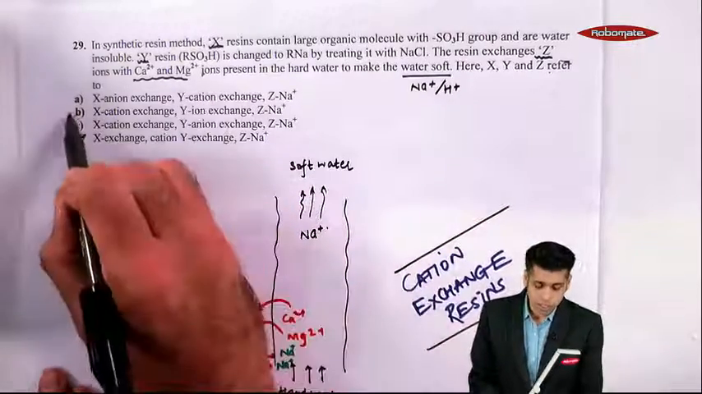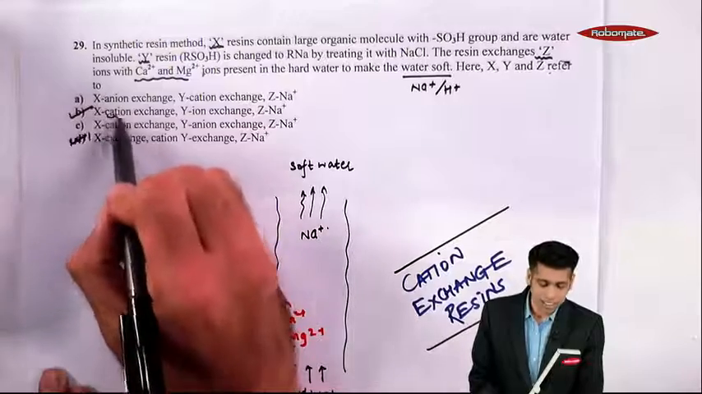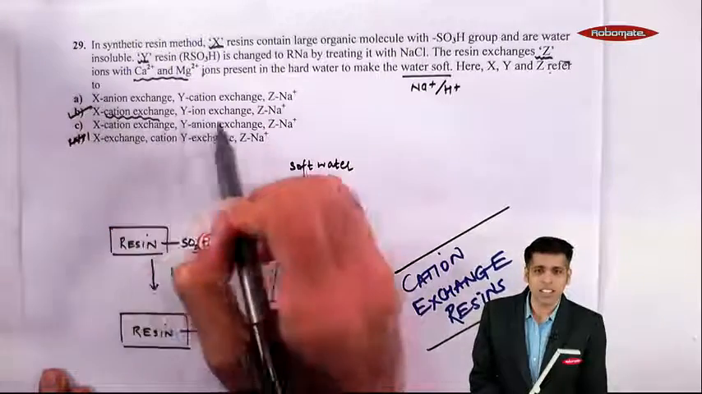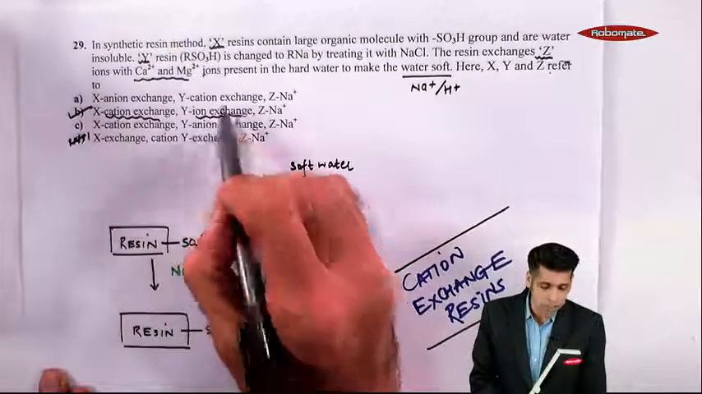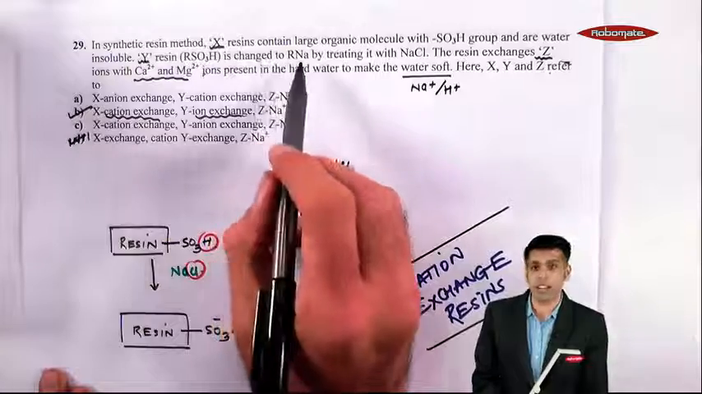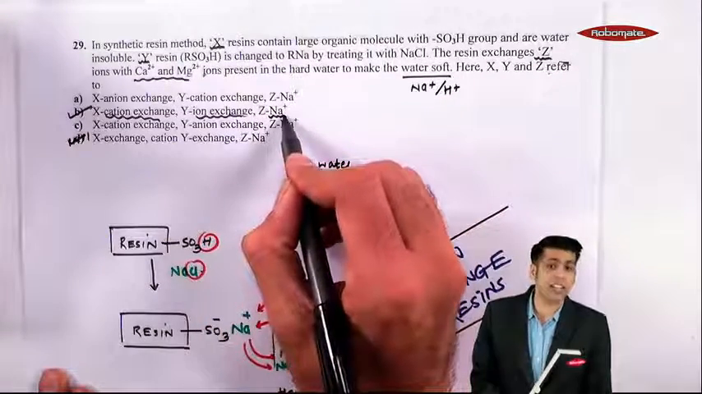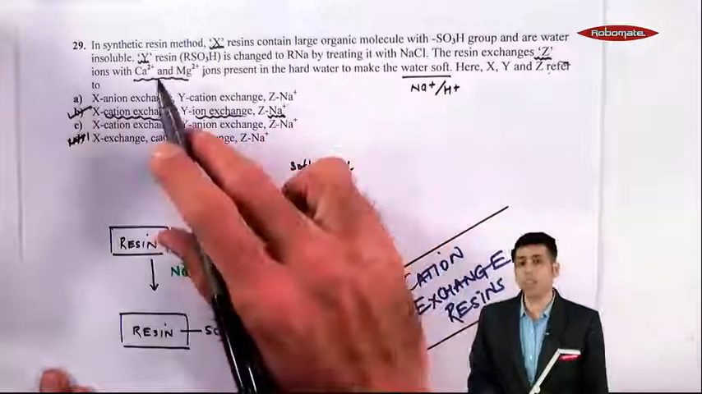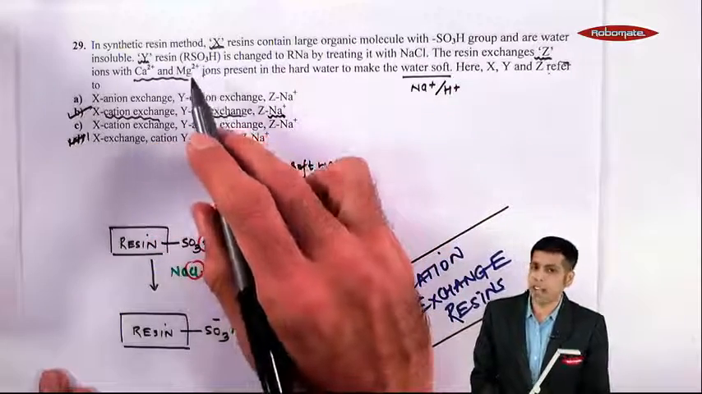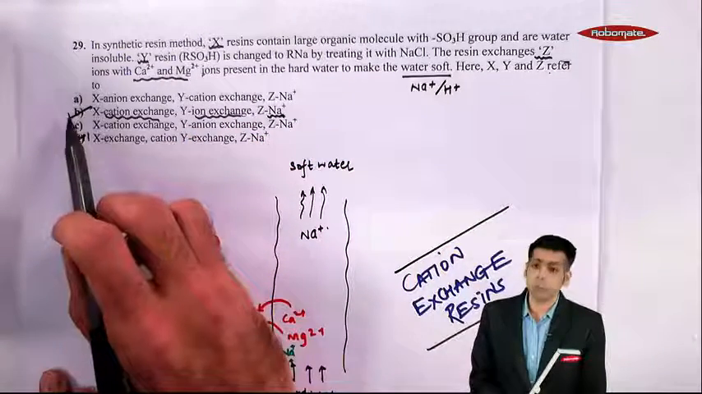So hence the reason the answer is option B. You have the cation exchange resin. Then students, you have the ion exchange resin, which is changed to RNa. And then you have the Na+, which is exchanged with Ca2+ and Mg2+. So the answer to this question would be option B.